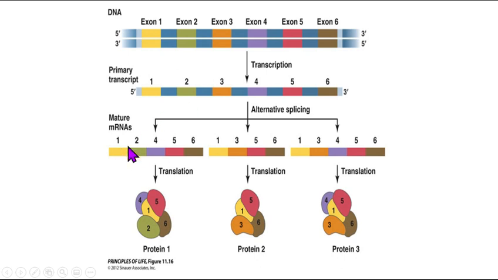This uses exons 1, 2, 4, 5, 6; 1, 3, 5, 6; and 1, 3, 4, 5, 6. So depending on the combination of portions here that are going to eventually get translated, we can make 3 completely different proteins all from the same gene. And that's what alternative splicing is all about and how that works.